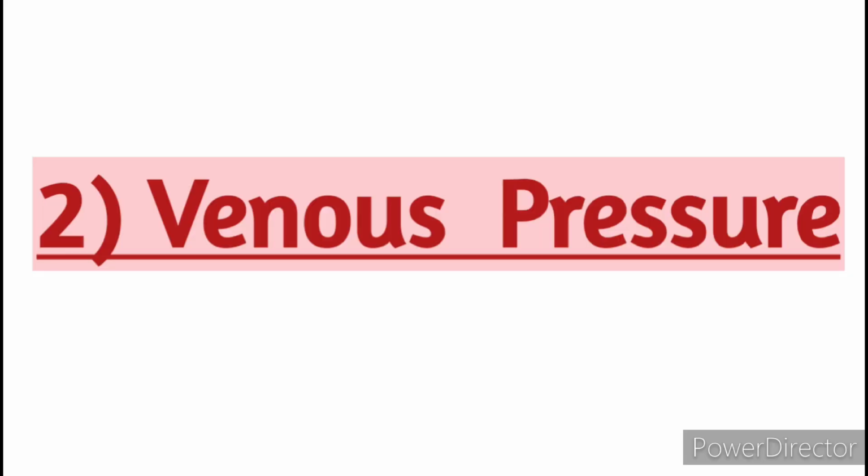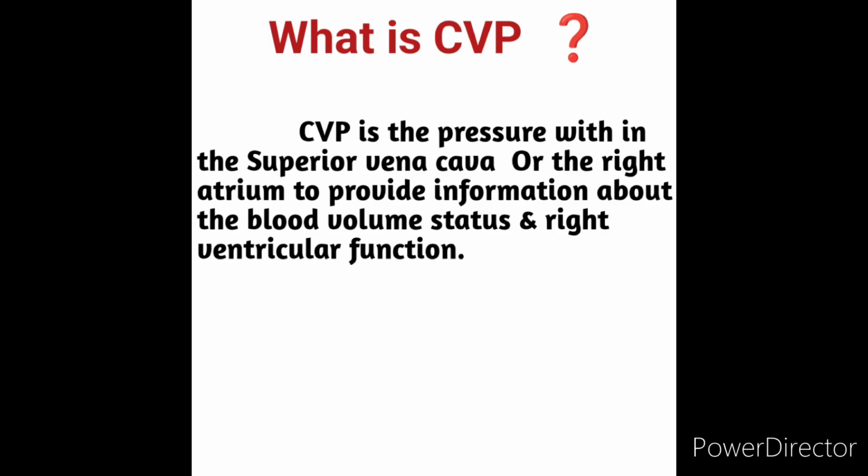Now first we will see venous pressure. What is CVP? CVP, central venous pressure, is the pressure within the superior vena cava or the right atrium, which provides information about blood volume status and right ventricular function.